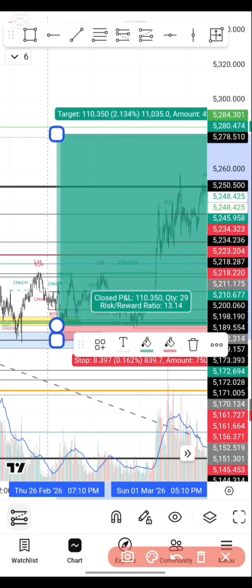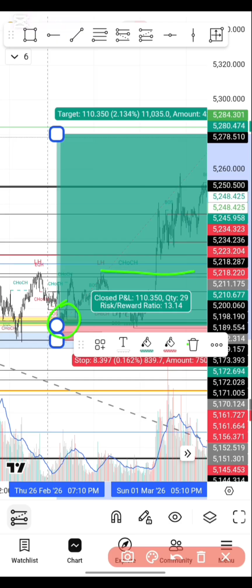Then a lot of gurus or mentors you see on social media entered the trade at this level. So before they entered the trade, I was already in profit. I already knew what would happen before the market even started moving. So if you learn the skills before entering the market, that is what happens.